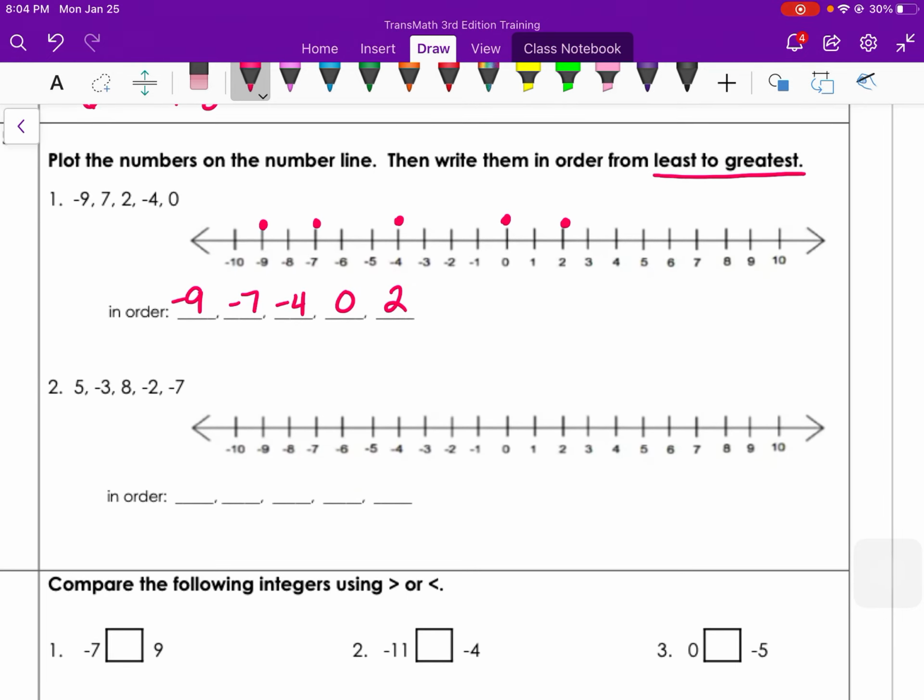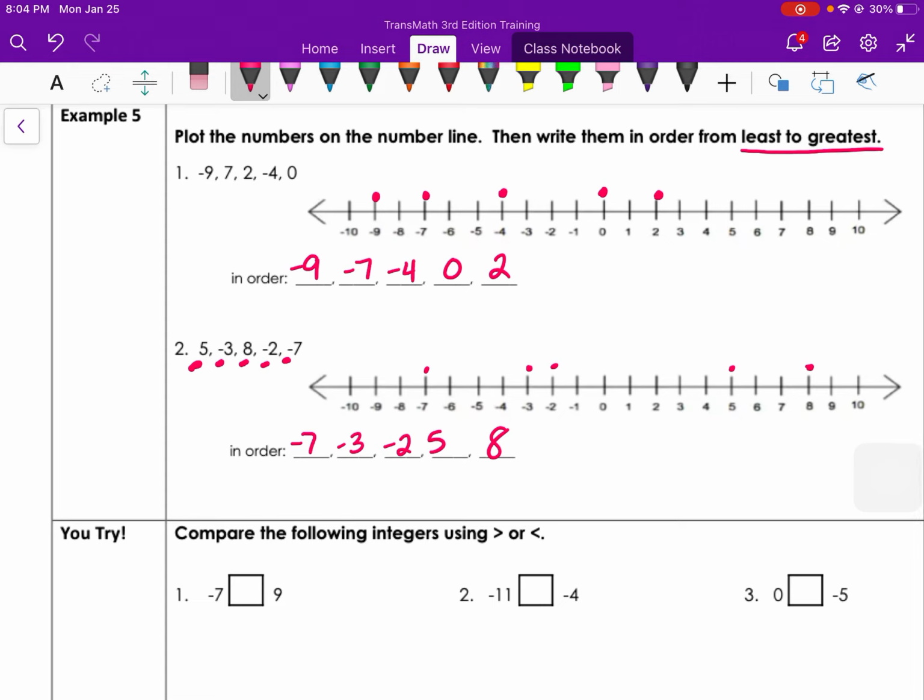So we'll visualize this one then. We have negative 7, positive 5, negative 3, positive 8, and negative 2. So then from the left is the smallest. So over here, negative 7 is our smallest, and then negative 3, then negative 2, then 5, then 8. So in order from least to greatest goes negative 7, negative 3, negative 2, 5, and 8.